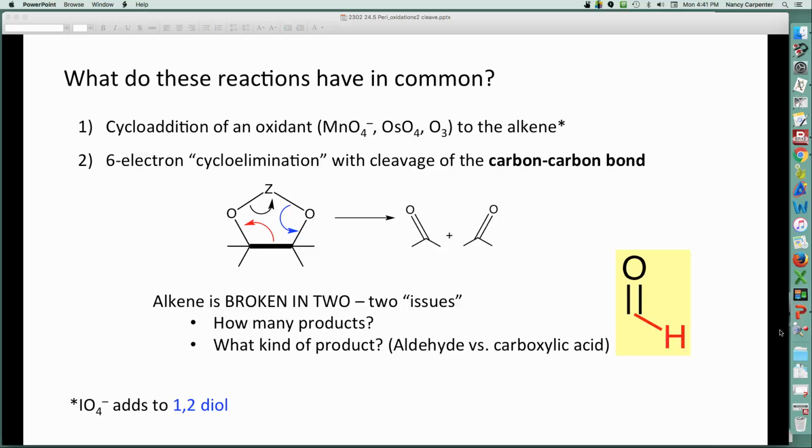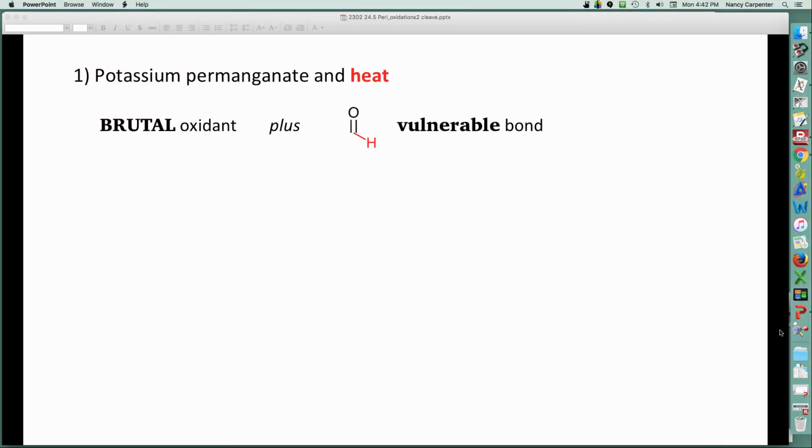All right, well now what about what kind of product? Well, that depends entirely upon the presence of that vulnerable carbon-hydrogen bond. This right there is what is susceptible to further oxidation. So if you have an alkene that has a hydrogen on it, that's where you're going to have to worry about further oxidation. If you have an alkene that only has carbons on it, that's going to give you a ketone, always going to give you a ketone, nothing else can happen. So let's look at some examples.